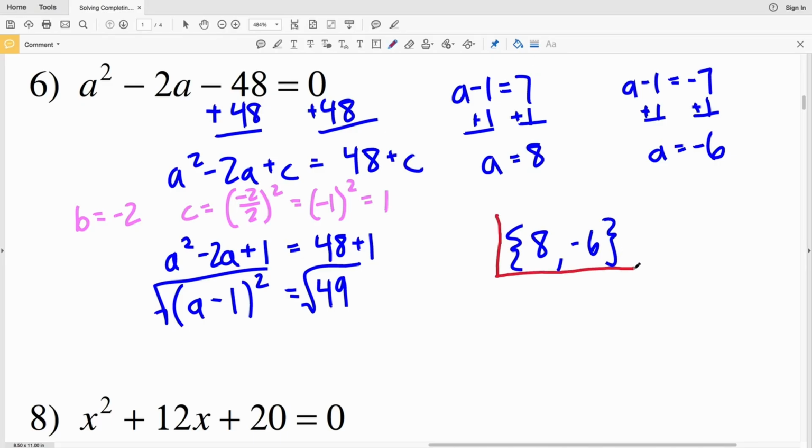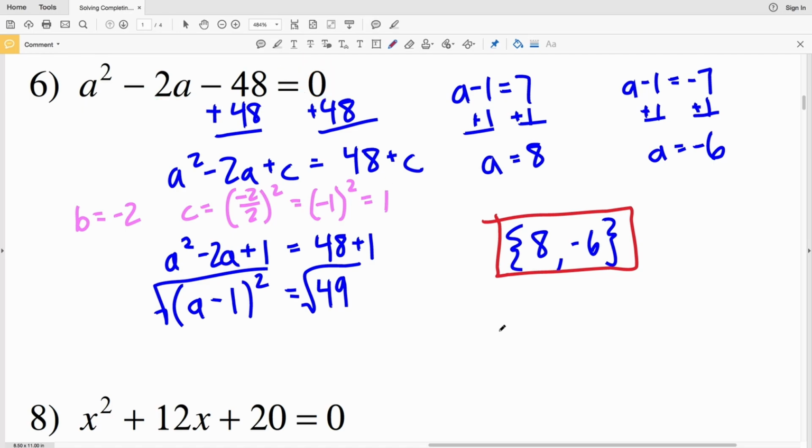Now if I haven't said so before, what this means when I solve for the solution, it means that I can plug 8 in for a, or I can plug negative 6 in for a, and the left-hand side of this equation will equal 0.